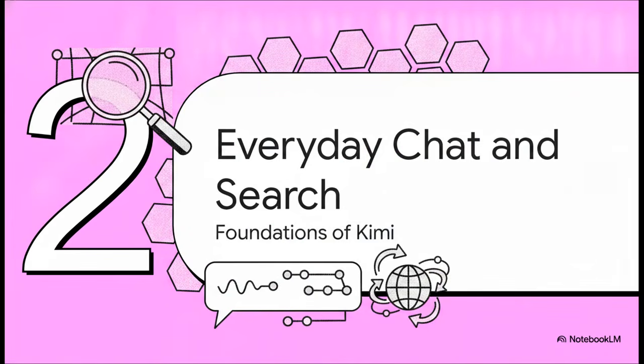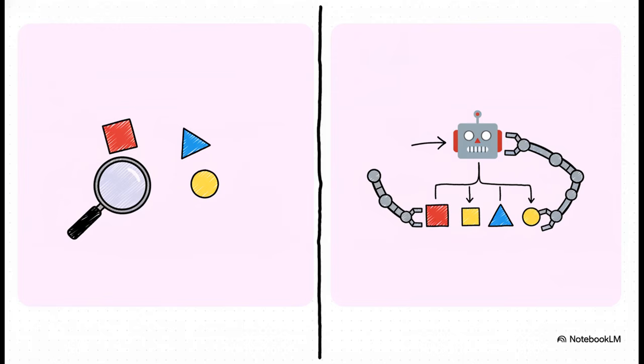Moving right along to Section 2, Everyday chat and search. These are the foundations of Kimi. Now you might be wondering, what makes searching here so different? Well, it's the massive upgrade from standard keyword tracing to Kimi's new Agentic search. It doesn't just match keywords anymore. It actually builds a custom research plan for you on the fly. It decides exactly when to search, which databases to pull from, and it even adjusts its own strategy to synthesize really complex information for you.